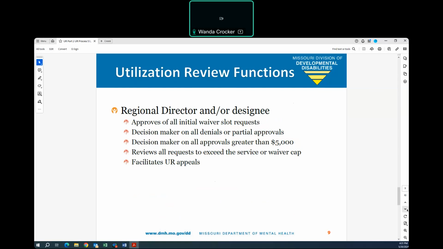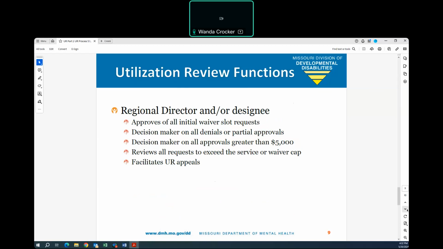Likewise, like the UR leads and everyone in this process, they have multiple responsibilities. In addition to the utilization review functions, they're also the facilitator for the appeals process for intake, for abuse and neglect, for provider corrective action plans, mortality review, as well as supervising and facility management. So every person in this process has a wide variety of responsibilities.